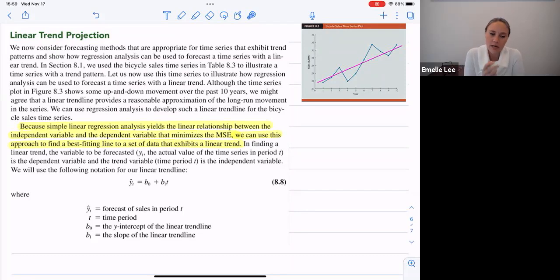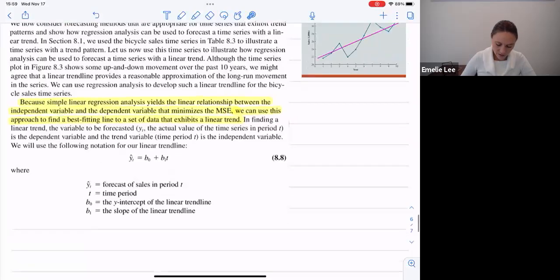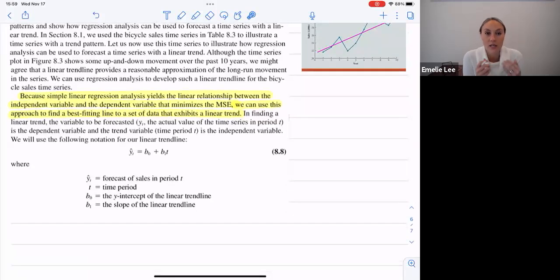So we know that linear regression minimizes the residuals, right? It minimizes the sum of squares of the residuals, the least squares regression line. And so that means it's also going to minimize the mean squared error. So we can still have a mean squared error that we can compare to the other models, right?